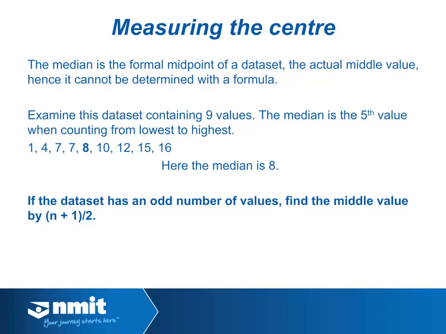The example we have here is a data set containing 9 values. 9 is odd, so we'd use the formula n plus 1 divided by 2. So we'd go 9 plus 1 is 10, divided by 2 is 5. So we want to look for the 5th value in the row of numbers from lowest to highest. I've arranged this example data set from lowest to highest, and we count along: 1, 4, 7, 7, and then the 5th number is 8. So the median in this data set is 8.